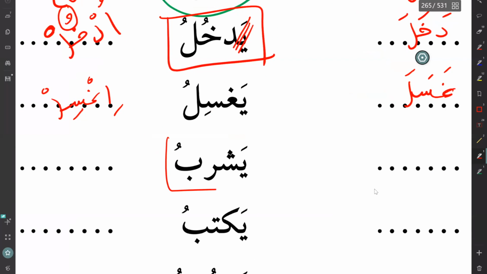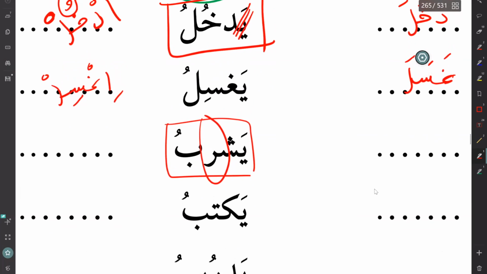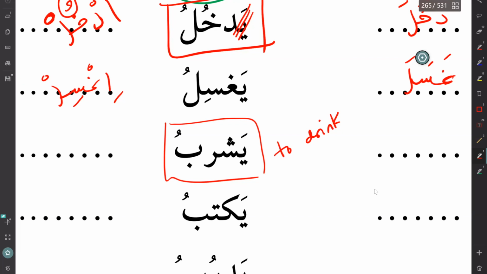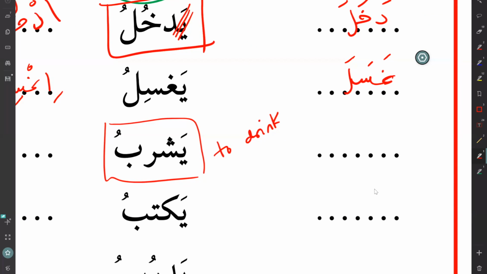Okay, so first of all, tell me if anybody knows what haraka goes here, because they didn't put the haraka. So let's see if you guys know. When you look at this verb, you know what this verb is, right? What is the meaning of this verb first? Tell me if you know the meaning. Yes, to drink. Excellent. Can you tell me the past tense first? Shariba. Yes, good. Shariba. So what did you tell me the haraka for this one was?